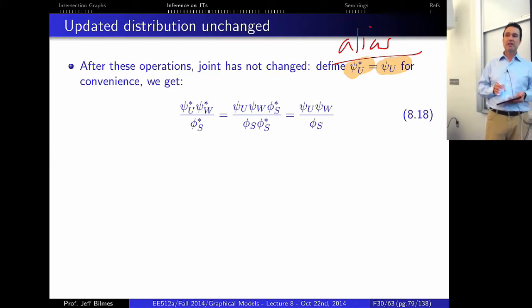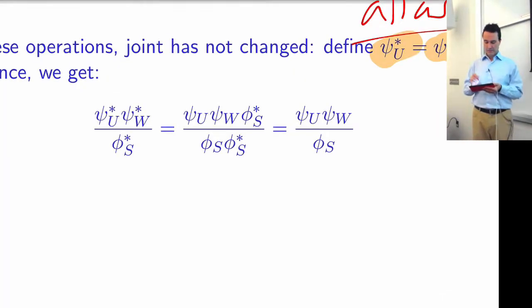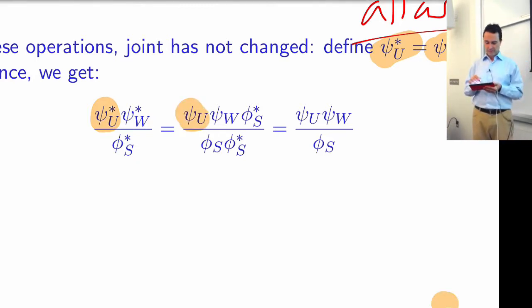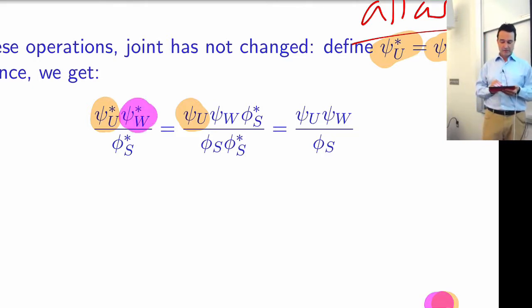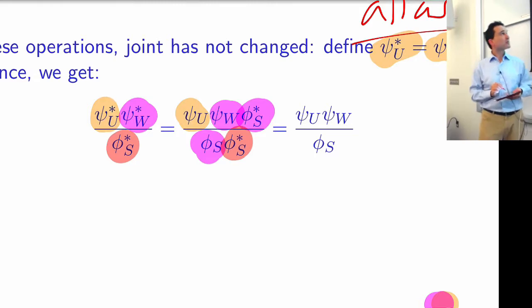So we're giving psi sub U an alias, and then we're also looking at the updated potential at W, seeing whether or not anything has actually changed. So here's the new representation. Let's express this. We said that psi sub U star is an alias for psi sub U, so that accounts for that. And psi star sub W is equal to the original psi sub W multiplied by phi star S and divided by the old phi S. That sort of shows what's corresponding.